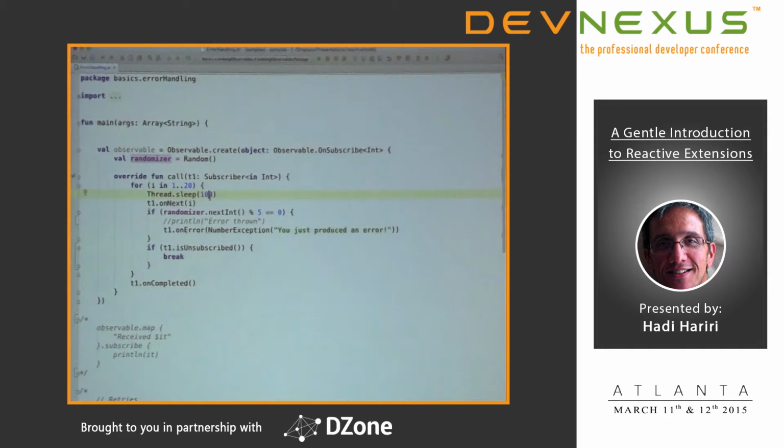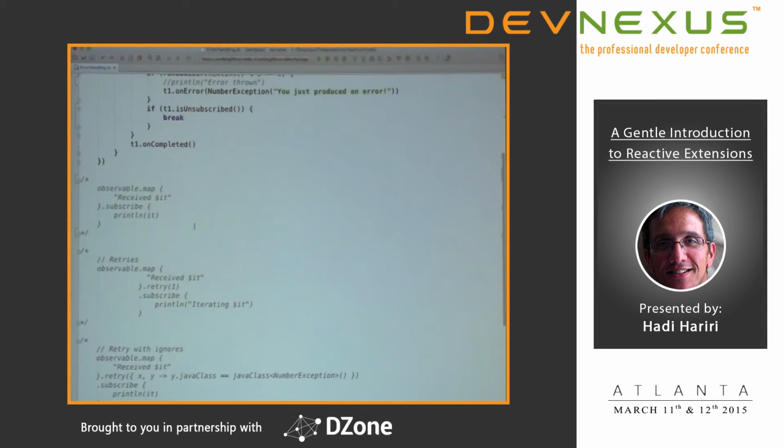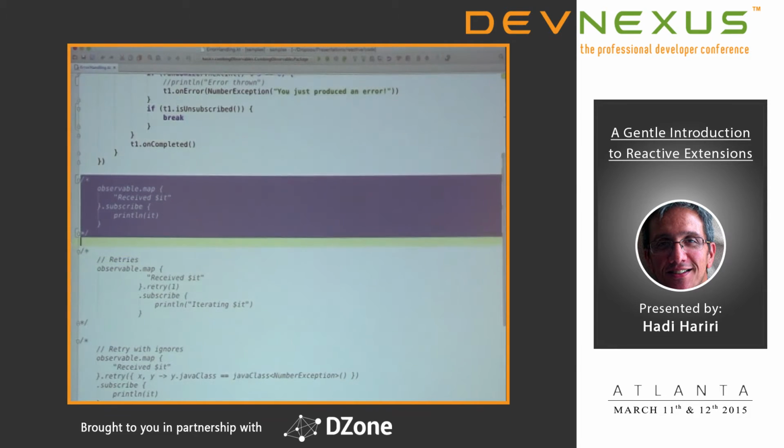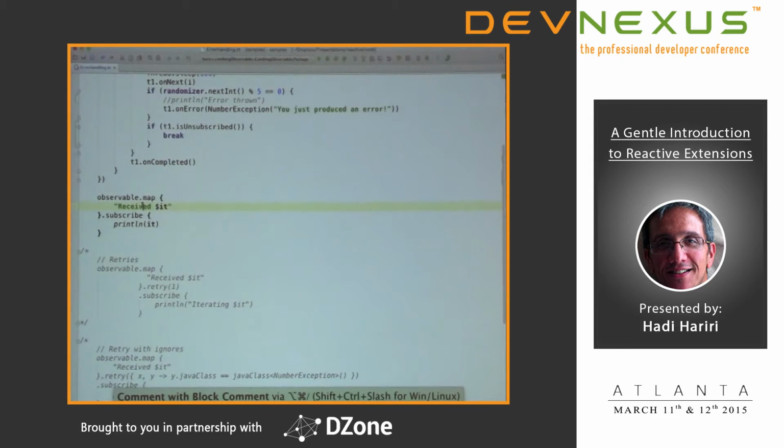And if that number is divisible by 5, I'm going to throw an error. Okay? And I'm not going to throw an exception. In an observable, what you have to do is call onError with the actual exception that you want to throw, but you never throw. You call onError. Forget that if T1 is unsubscribed for a minute, and then here I do T1 onCompleted. So down here is the first example of executing this, of how to handle errors. Okay, so if we uncomment this, what I'm doing here is I'm going to map, and I'm going to receive each observable, and then I'm going to subscribe to it and print it. What happens if we run this?